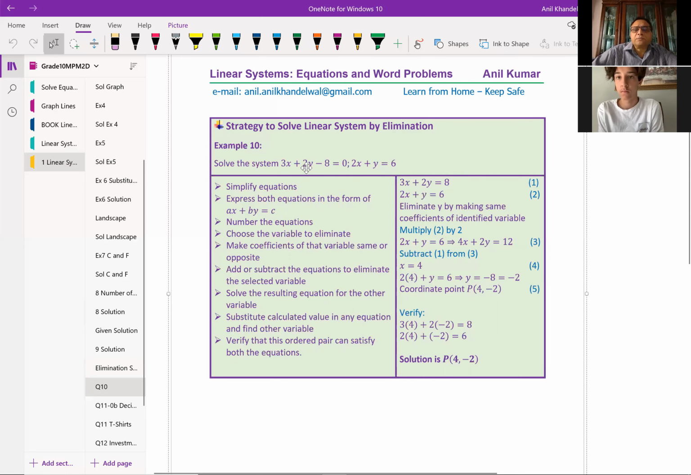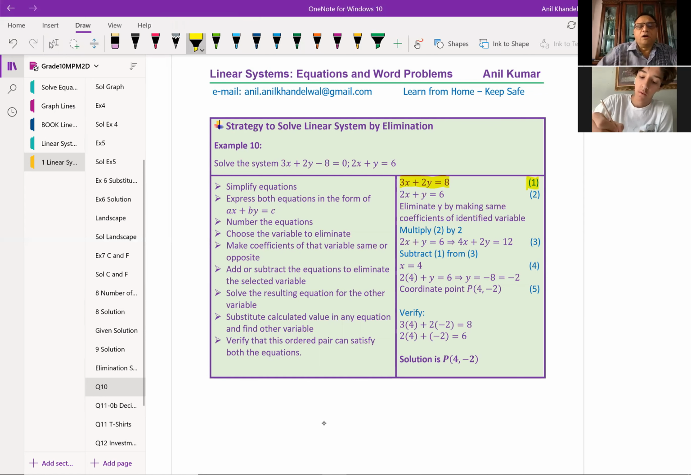So given the equations 3x plus 2y minus 8 equals 0, 2x plus y equals 6, fortunately, they are not in fractions or decimals. So we need not simplify them. However, we'll write them in the form ax plus by equals c, and then we'll number the equations, right? So 3x plus 2y minus 8, taking 8 to the other side, gives us 3x plus 2y equals 8, right? And we are going to number this as equation number 1. Is that clear to you? So we simplified, writing it in the form of ax plus by equals c. The second equation is already given in that form. That's fine. Just copy it as such and number it 2.